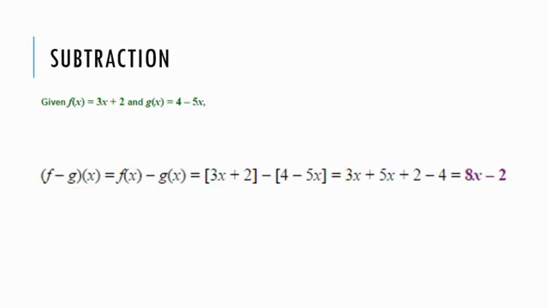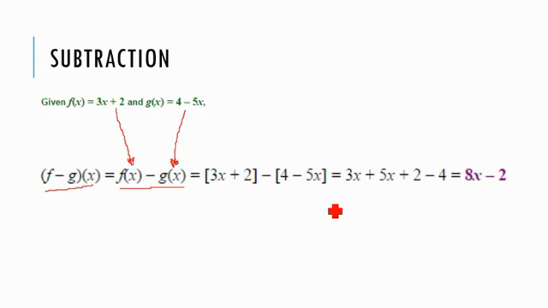It is very, very similar for subtraction. You have f minus g of x. That can be rewritten as f of x minus g of x. So I'm going to take my functions, substitute them in. I have 3x plus 2 minus 4 minus 5x.